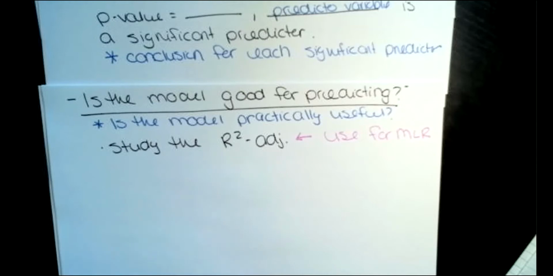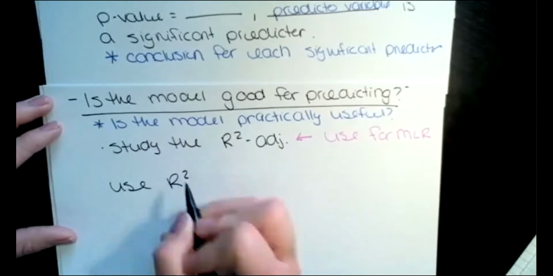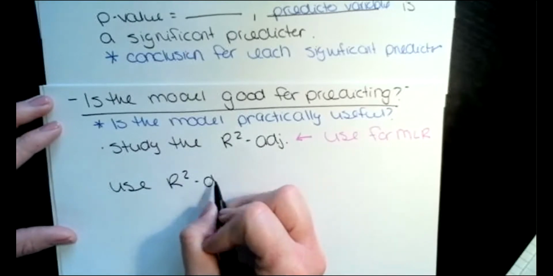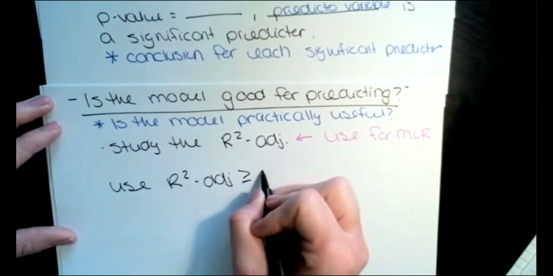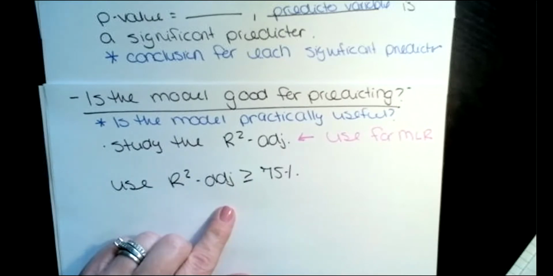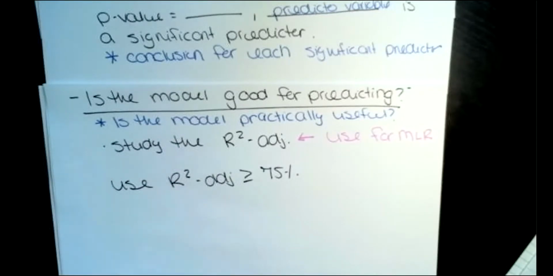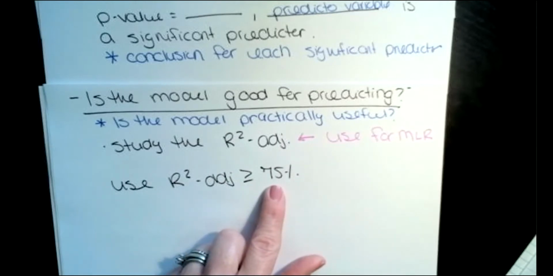Okay. So we're still going to use what we did before. We're still going to use the R squared, but now it's R squared adjusted greater than or equal to 75%. We're still using 75% to see that it's high enough to say it's good for predicting. This is our quick way of seeing if the model is useful. It's not our statistical way. So we might be asked if it's practically useful, and this is where we use R squared. Remember, we use this loosely. It's a rule of thumb.